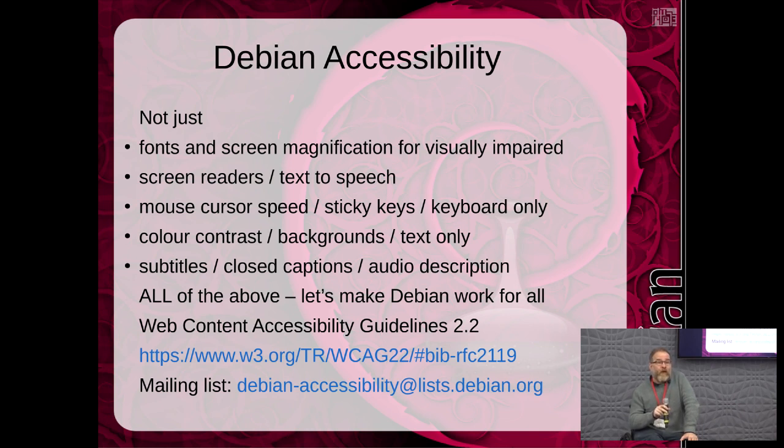We have the URL for the Web Content Accessibility Guidelines version 2.2, which details this in huge detail, along with documentation and test suites. And there is a mailing list at Debian Accessibility at lists.debian.org.